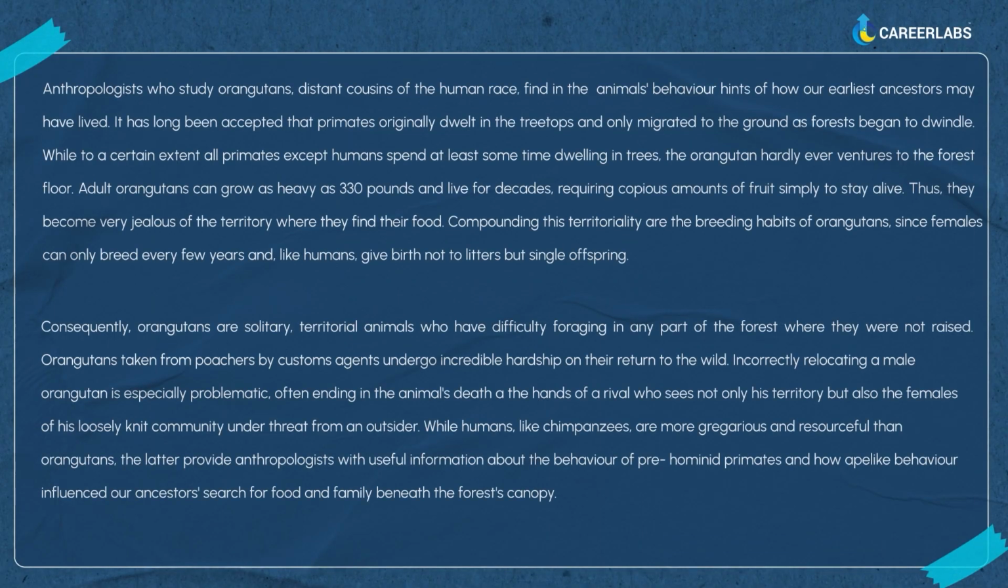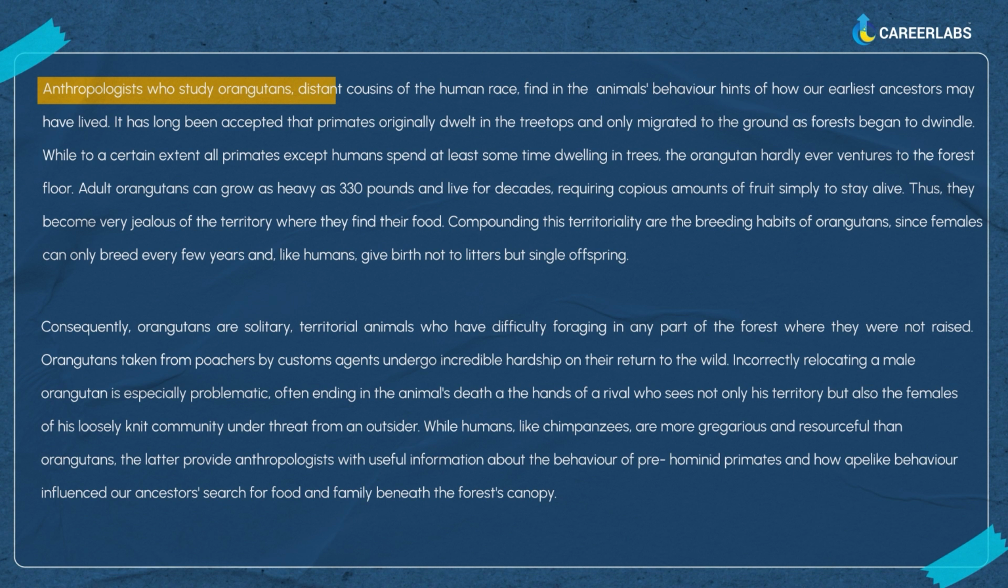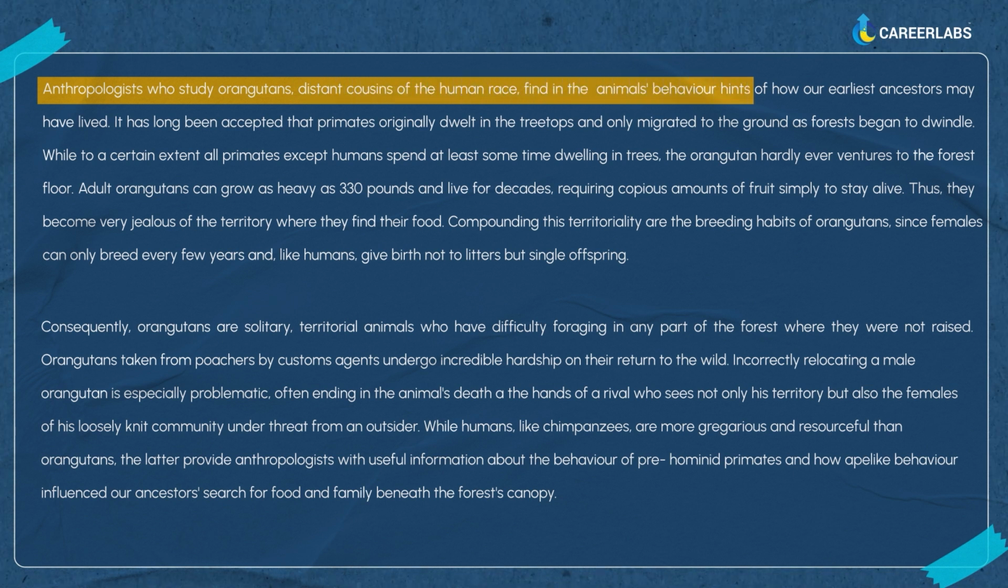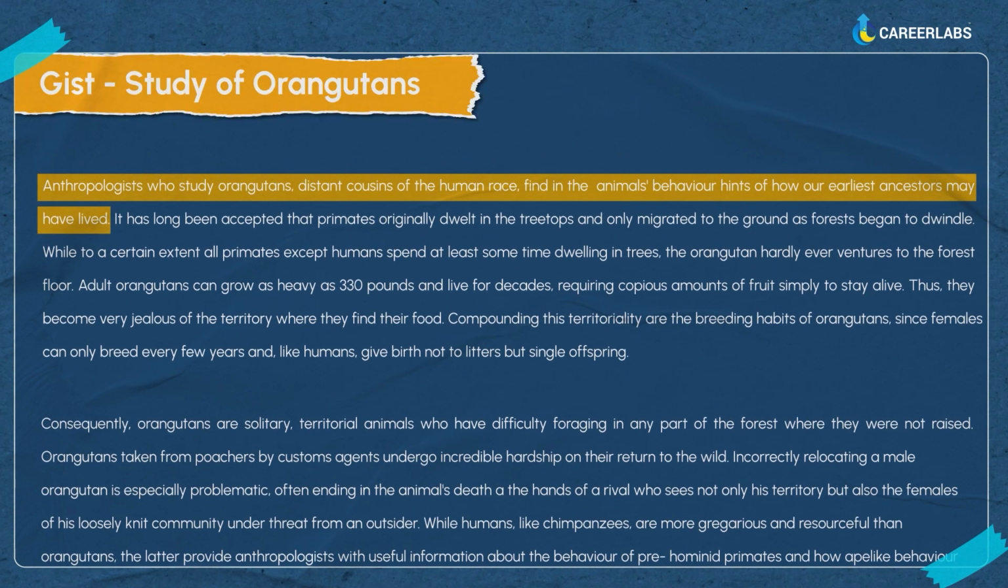As mentioned, we can't skip the first line of any paragraph, so we'll have to read it. Anthropologists who study orangutans, distant cousins of the human race, find in the animal's behavior hints of how our earliest ancestors may have lived. Now let's take a step back and figure out what this passage will be about. It appears to be a study on orangutans. Let's look at the second line.